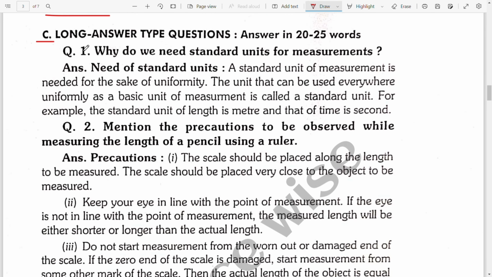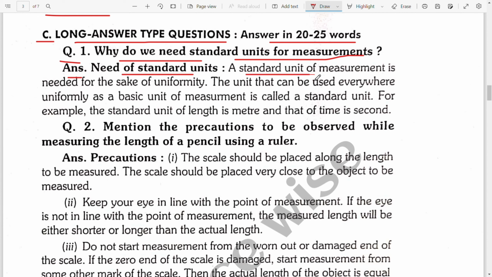Question C, that is long answer type question. Answer in 20 to 25 words. Question number 1. Why do we need standard unit for measurement? They are asking what is the need of the SI unit, means standard unit. So answer is need of standard unit.